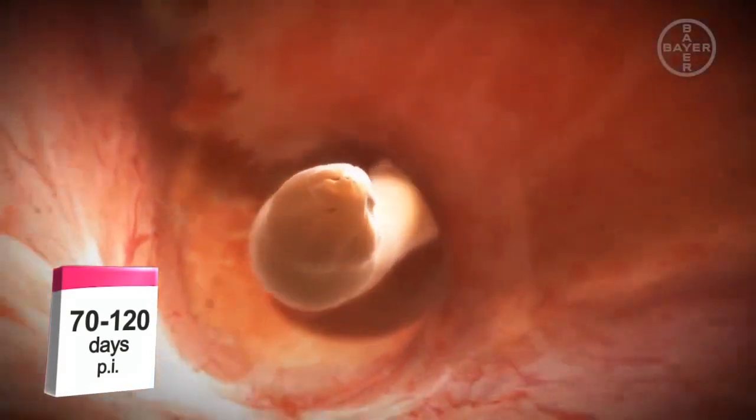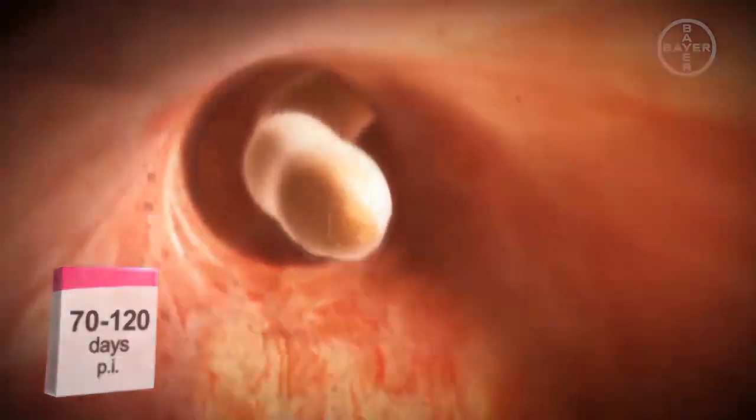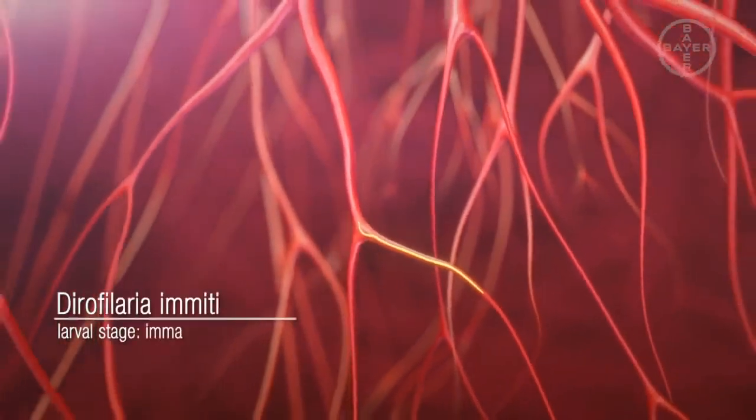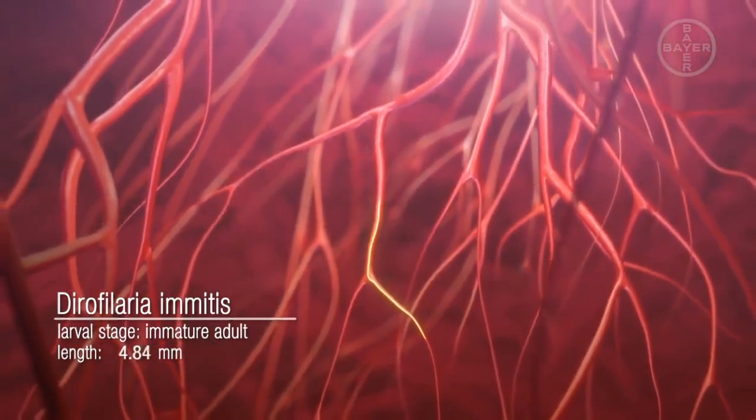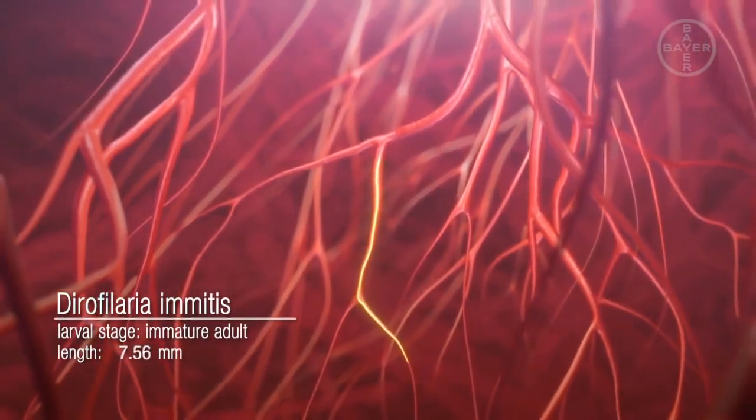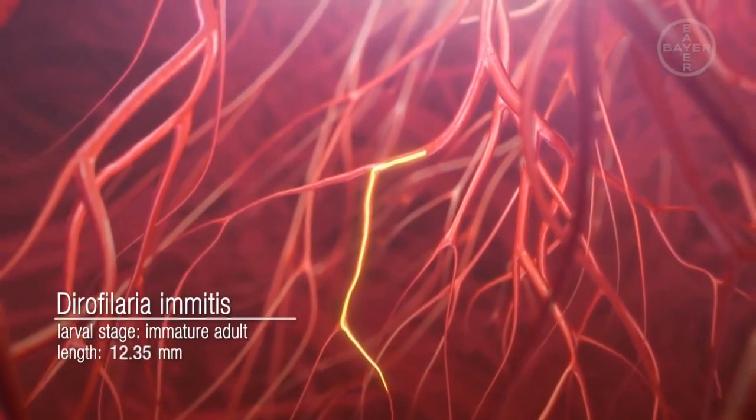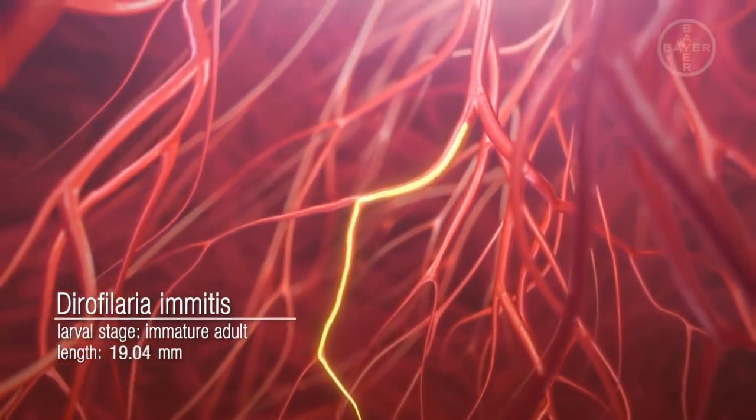At this point, the immature adult heartworms are about 1 to 1.5 inches in length. They now begin to grow massively, pushing into larger and larger pulmonary blood vessels until some of them finally end up in the pulmonary artery, close to the heart.